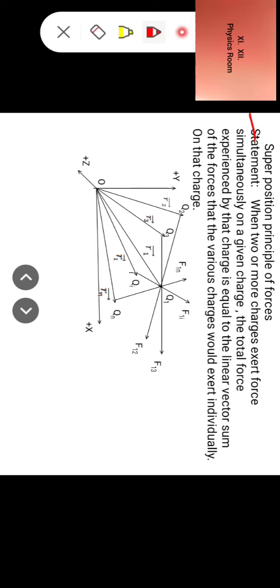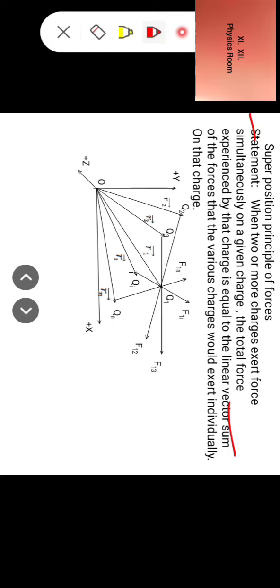Okay, I repeat, when two or more charges exert force simultaneously on a given charge, the total force experienced by that charge is equal to the linear vector sum. This is linear vector sum to be noted, the linear vector sum of the forces that the various charges would exert individually on that charge.